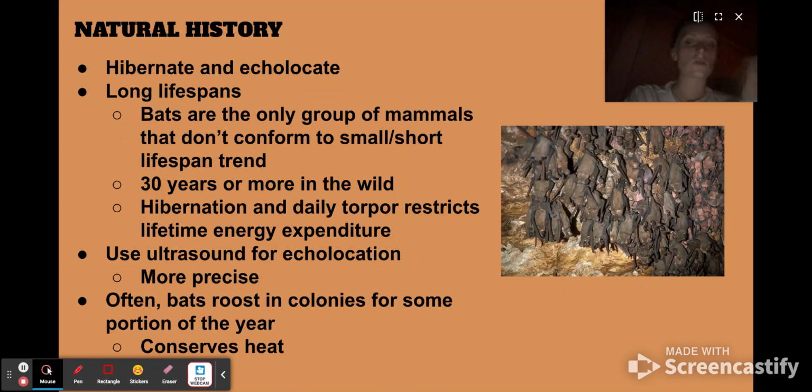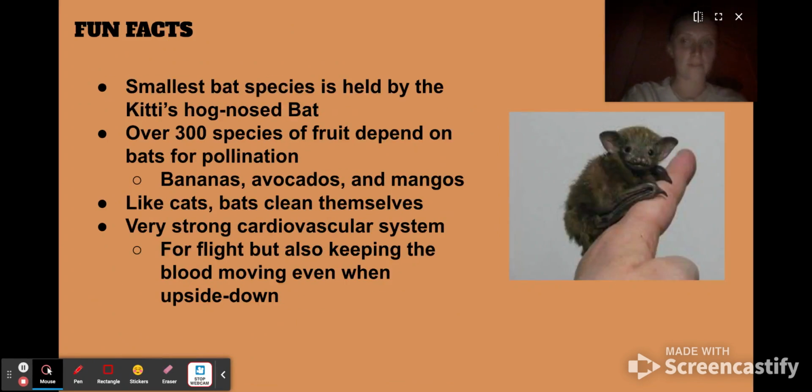They also use ultrasound for echolocation. Like I just said, it's more precise. They usually roost in colonies for a certain portion of the year, and this helps to conserve heat, which is really important for them. You can see this picture is really interesting. They're in that colony in the cave.